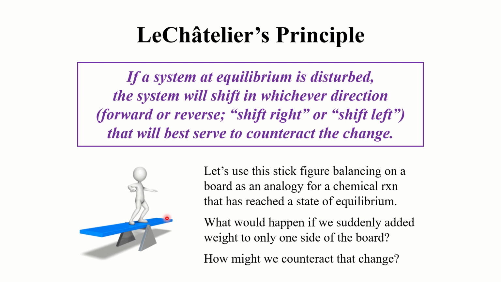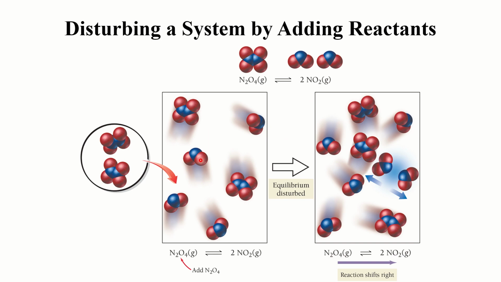So, if I was on a seesaw and there was one person on this side and one person on this side, and then you added a second person to the left side, the seesaw would shift down on the left side, and the person on the right side might get stuck up top. What do you do? How do you counteract that change? You need to add more weight to the right side. So that'd be an example of the reaction shifting right. And I'll show you some examples here.